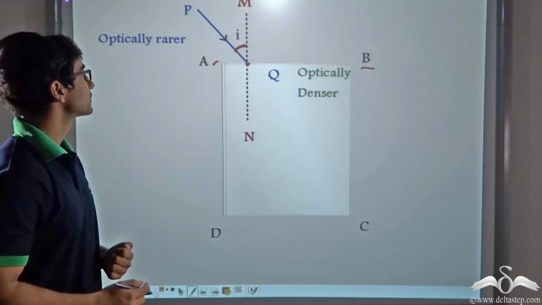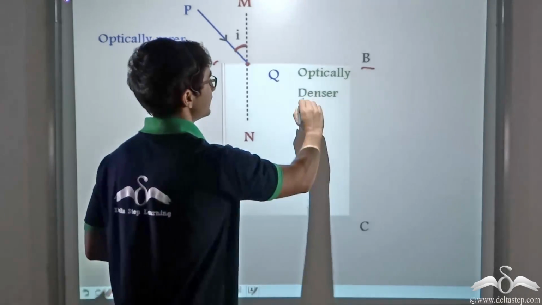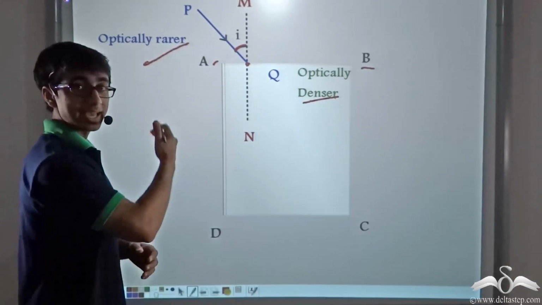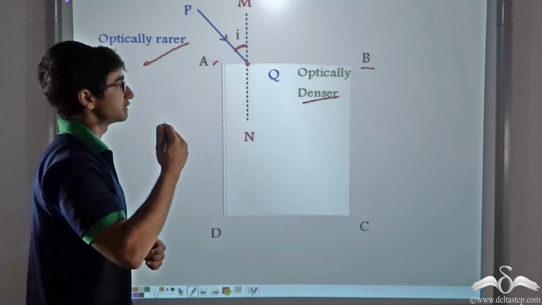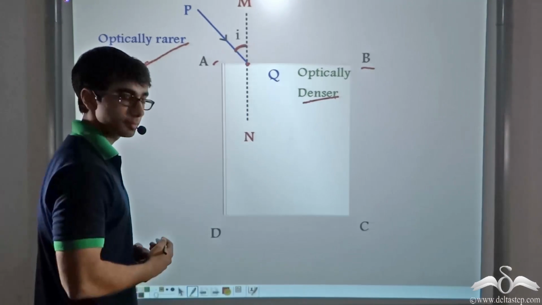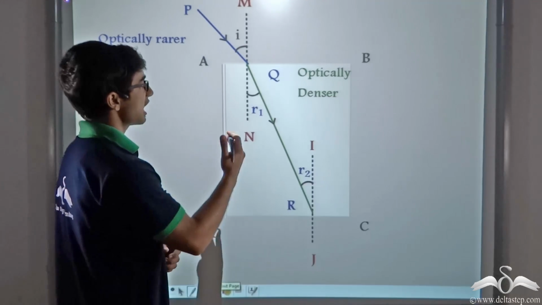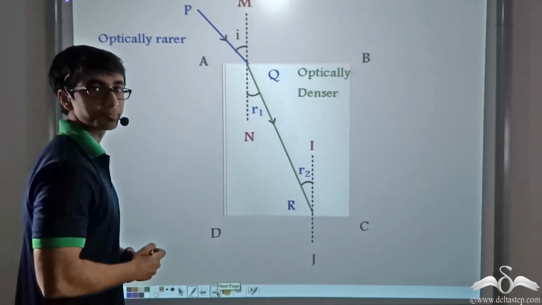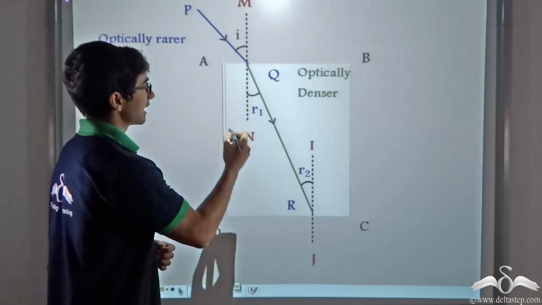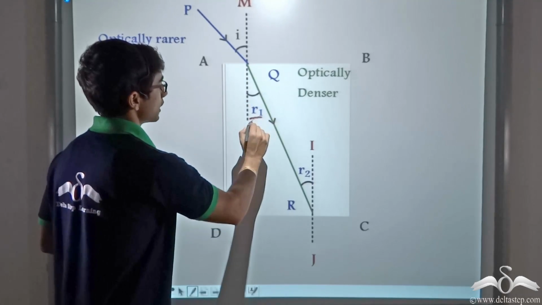Now as you can see, the ray is incident from an optically rarer to an optically denser medium, that is from air to glass. So once refraction takes place, the refracted ray will bend towards the normal. So here we consider the ray after refraction. The green ray represents the refracted ray. Here, the angle that the refracted ray is making with the normal is R1.